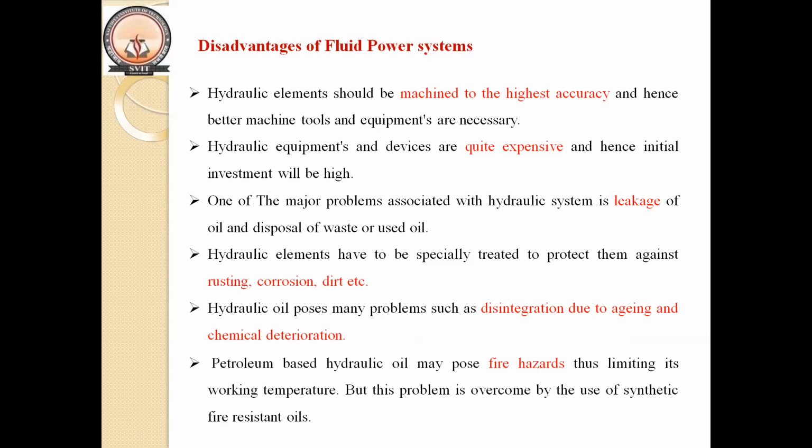Next problem is leakage. Leakage is one of the major problems in fluid power system because we are going to use water or oil as a medium. The next disadvantage is hydraulic elements have to be specially treated to protect them against rusting, corrosion, dirt. Next, hydraulic oil poses many problems such as disintegration due to aging and chemical deterioration. The last one, if we use petroleum-based hydraulic oil, fire hazard is one of the main problems.